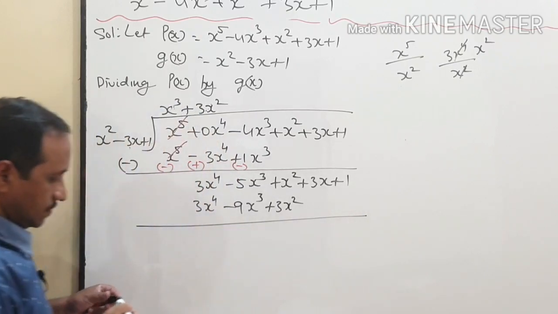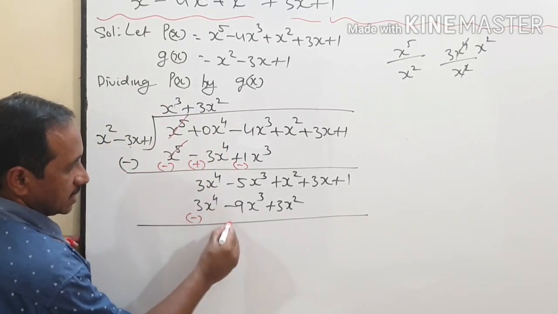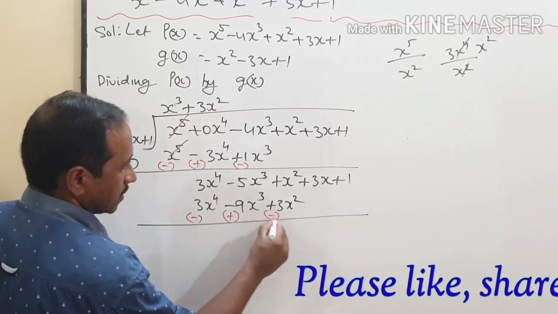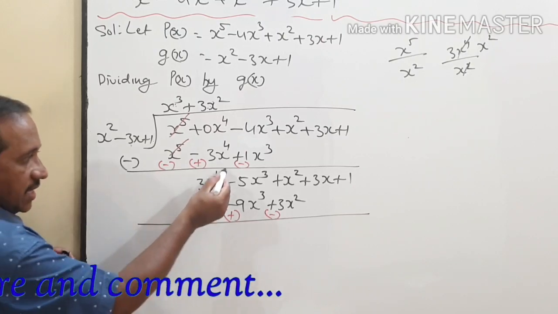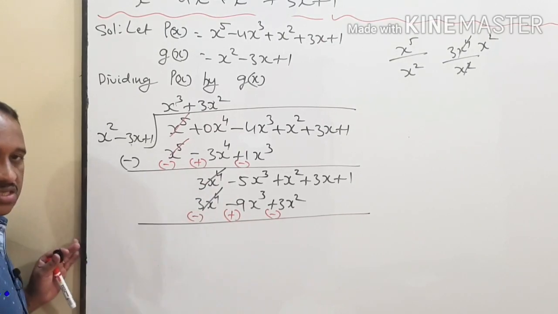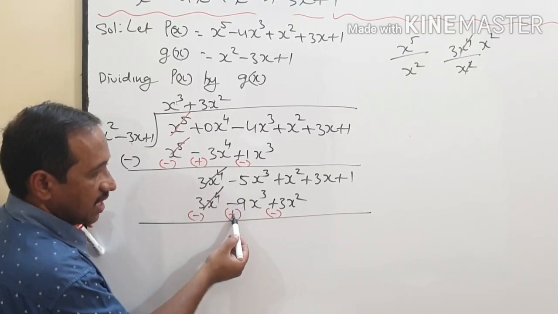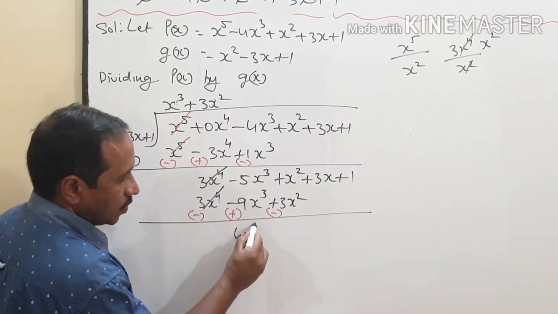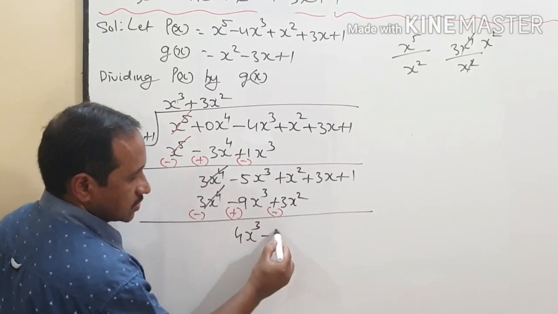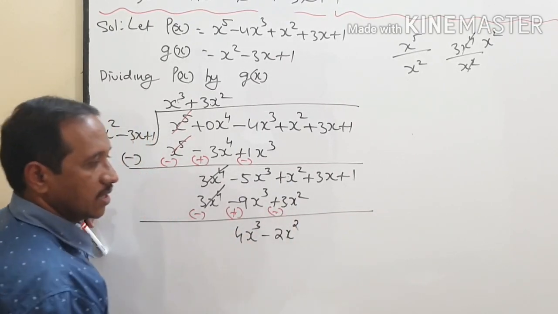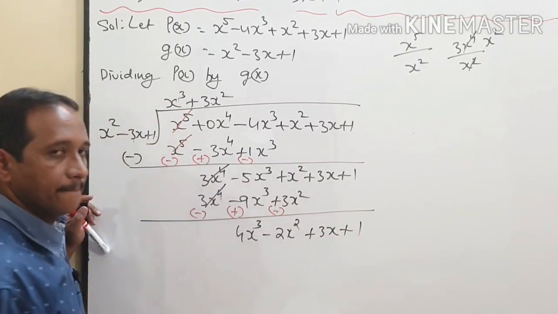Now we subtract. For subtraction, you know the signs will change. This is minus, this becomes plus, this becomes minus. 3x raised to 4 minus 3x raised to 4 will be 0, so these two terms get cancelled. Minus 5 plus 9 is 4x cube. 1x square minus 3x square is minus 2x square. I write these terms again down, 3x plus 1.